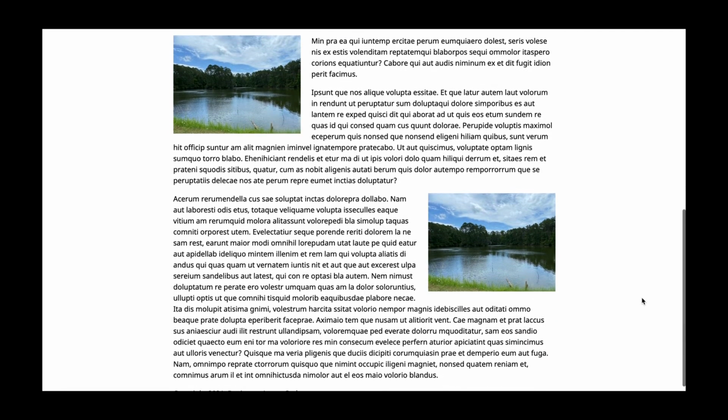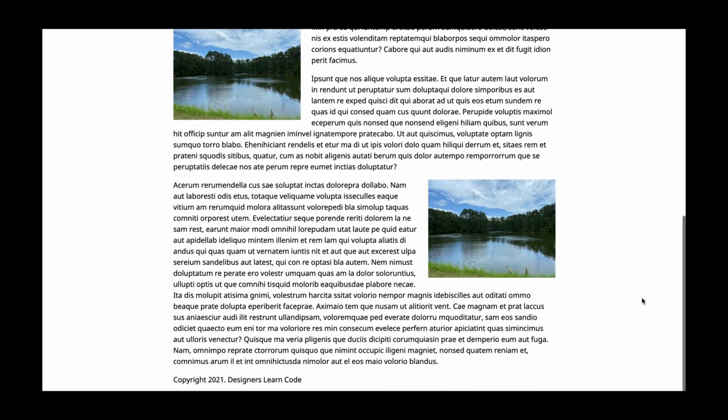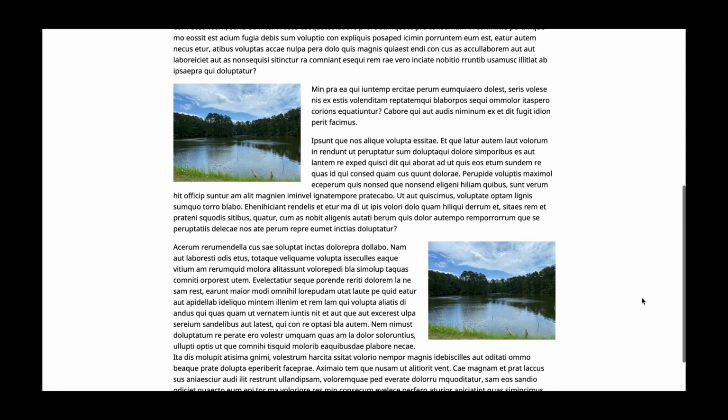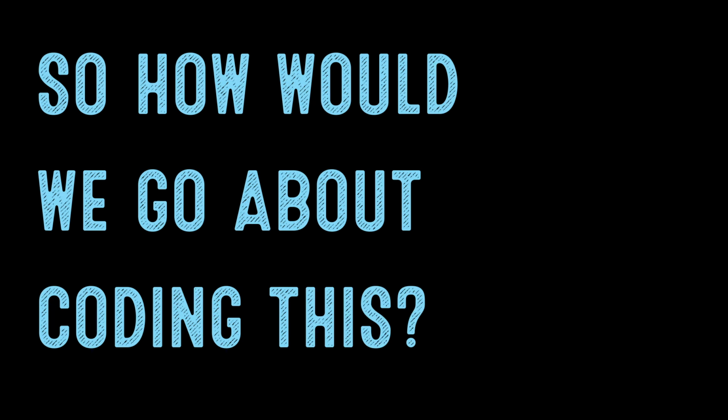The second image is to the left and has the text flowing around it, while the other image is to the right and has the text flowing around it. There is also space between the image border and the text. So how would we go about coding this?